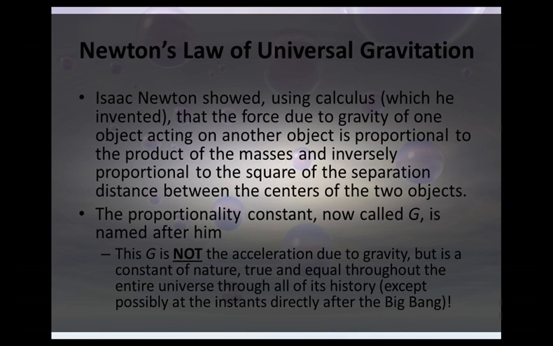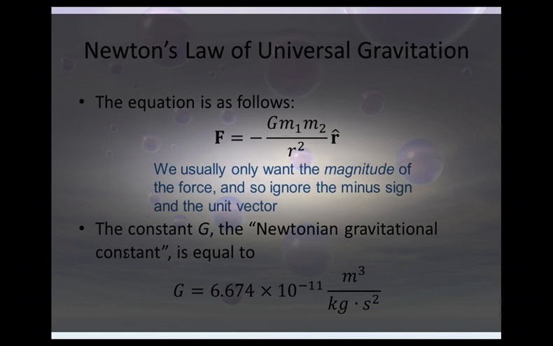And he showed that the force of gravity of one object acting on another object is directly proportional to the product of the masses of the two objects and inversely proportional to the square of the separation distance between the centers of the objects. And I should mention here that Newton's law of universal gravitation has been superseded by general relativity, but nonetheless, when you get down to the levels of predictions that are made by Newton's law of universal gravitation, the equations of general relativity do reduce to Newton's law of universal gravitation, which in vector form looks like this. Don't copy this down.